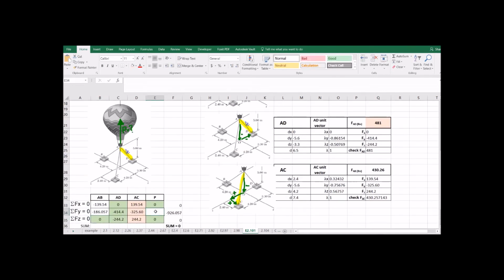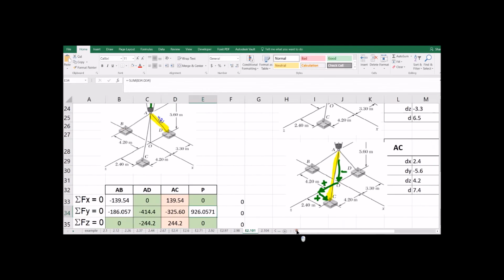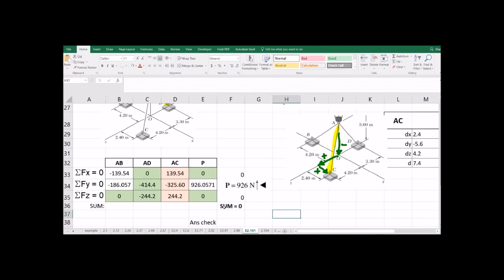So here's the rest of the forces, and now all that is left is the force of the balloon pulling up. Just make sure that everything adds to 0. This is also done in a PowerPoint, so go through the PowerPoint if that helps too.